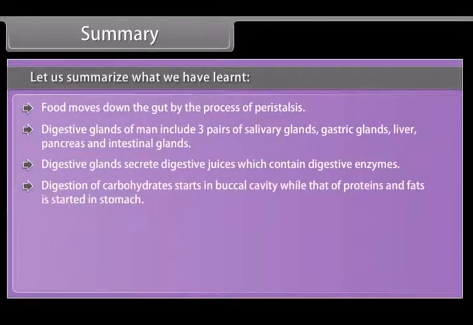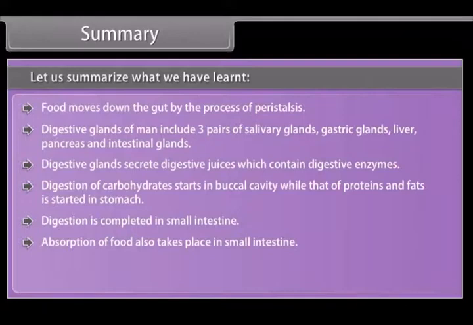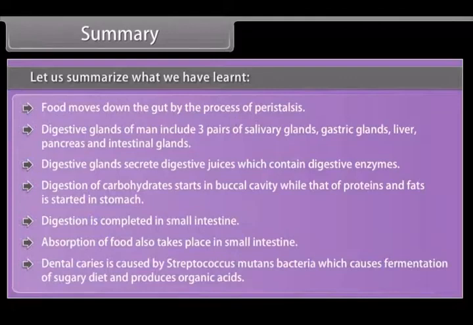Digestion of carbohydrates starts in the buccal cavity, while that of proteins and fats is started in the stomach. Digestion is completed in the small intestine. Absorption of food also takes place in the small intestine. Dental caries is caused by Streptococcus mutans bacteria, which causes fermentation of sugary diet and produces organic acids.